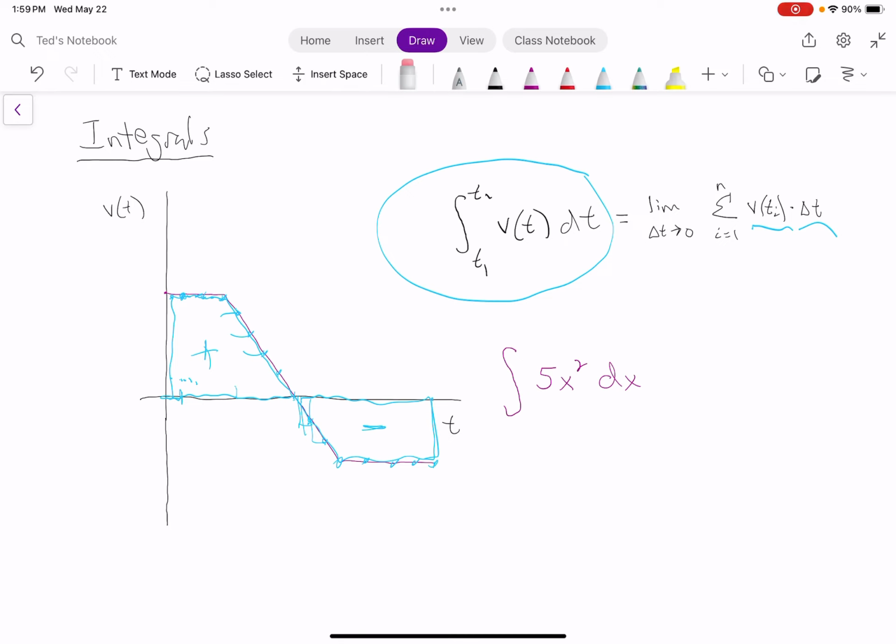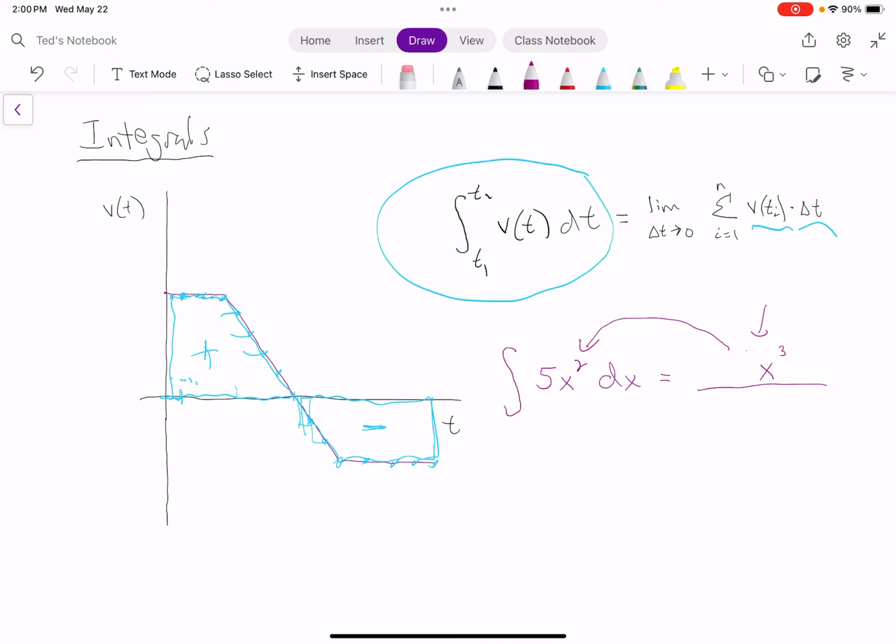Okay, so that's going to equal some other function. The way we find it is to ask: what function, if we took its derivative, would become 5x squared? It makes sense that it would have to be an x cubed, because when you take the derivative of x cubed, you get x squared. But when you take the derivative of x cubed, you get 3.